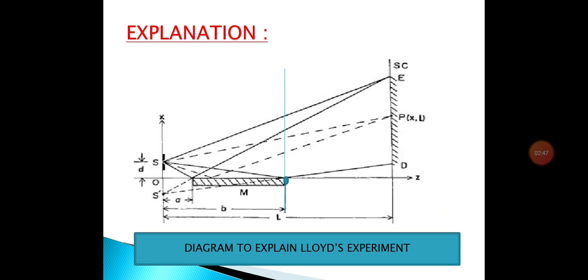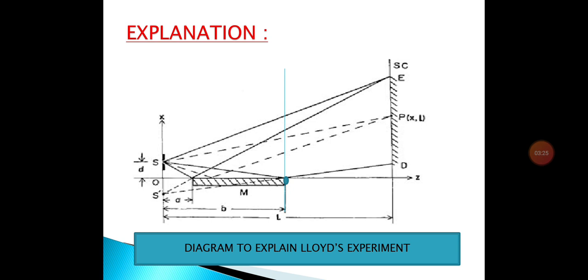Now you can see this picture. Here I have used the mirror M and I have placed the screen at a distance L, or you can take it as capital D, from the sources. Small d is the distance between S and S dash. When the light from the source falls on the mirror, it gets reflected and goes towards the screen, and the light from the two sources S and S dash will interfere. We will get the interference fringes between E and D, right?